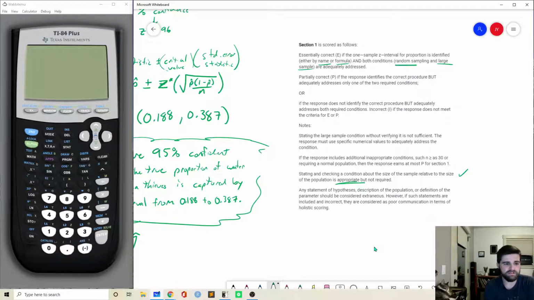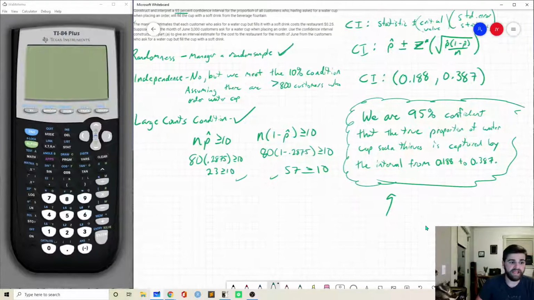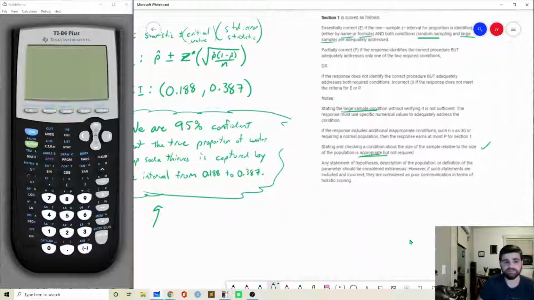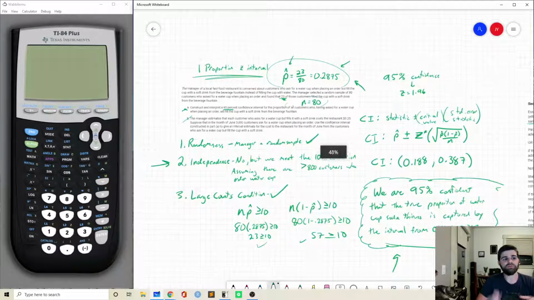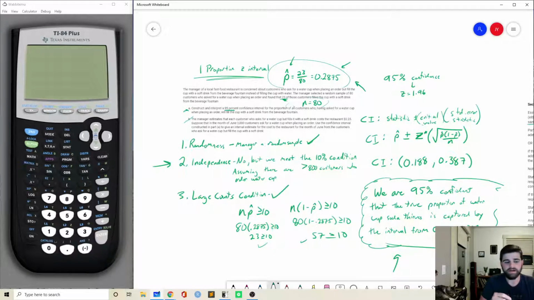Notice that here's a note saying that just saying that we have a big enough sample is not sufficient. You actually have to do this quick little calculation. And you might feel like that's not really necessary, but if you don't show that you've actually plugged this in and made sure that your sample's big enough, mathematically, you can lose those points. All right, cool. So that's a one sample Z interval for proportion. The next video we'll look at same thing, but with sample means instead of proportion.